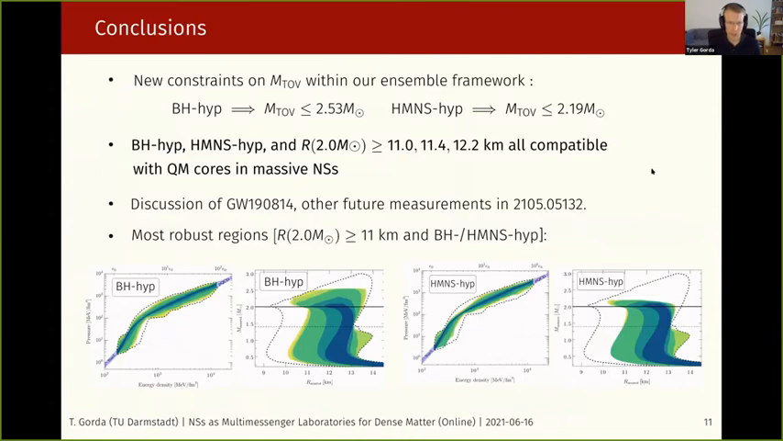So let me just flash my conclusions now and point out that quark matter cores in massive neutron stars are still completely allowed by everything that we have just folded in, the most robust astrophysical inputs that we can fold in. There's more discussion in the paper, so you should please take a look at that if you're interested. And I'll just leave these most robust allowed regions here on the slide. So thank you for your attention.